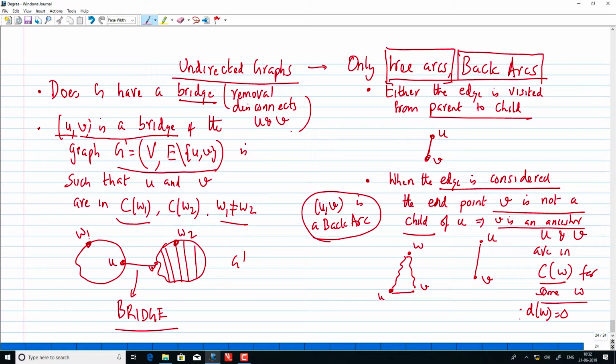This is the graph theoretic definition, right? But now the question is, given an undirected graph, I want to design an algorithm to answer this question, right? And I want to do it efficiently. How would I do this efficiently? How would I do this inefficiently? Let us do this first and then quickly go to the efficient algorithm.